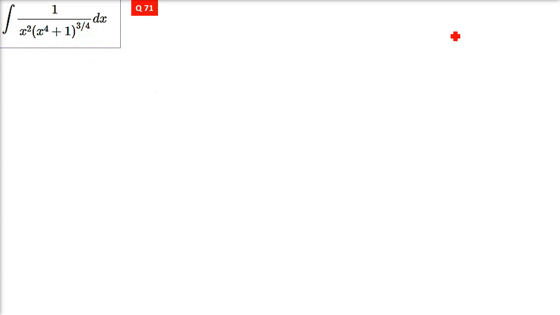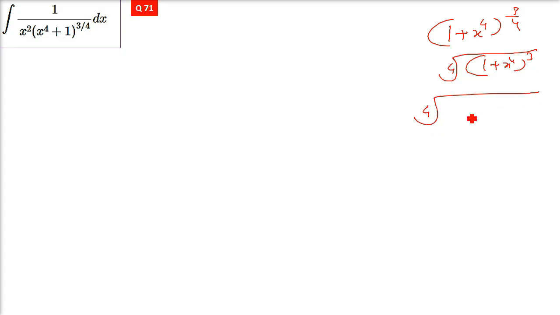Now what does it mean? 1 plus x to the power 4, to the power 3 by 4. It simply means the 4th root of 1 plus x to the power 4, cubed, right? So if we take x to the power 4 outside of this root, 1 plus 1 divided by x to the power 4 will come, cube will remain there. So it will be x to the power 4 into 3, that is x to the power 12, and 1 plus 1 by x to the power 4, whole to the power 3.